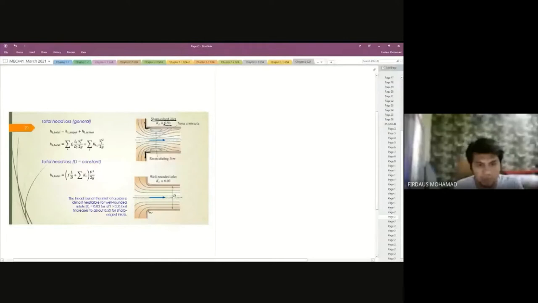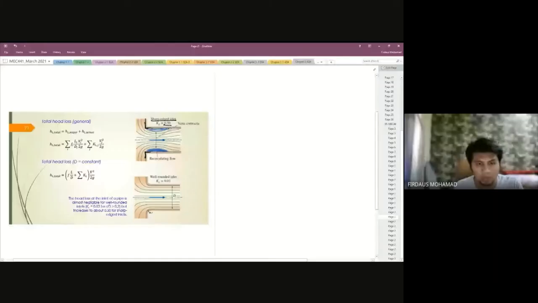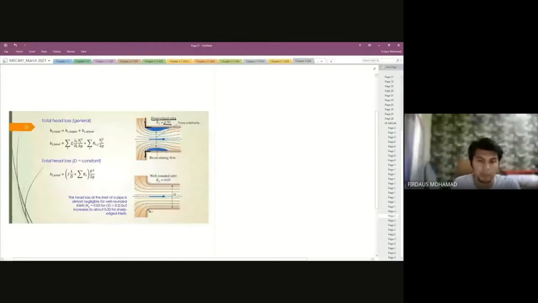This flow separation will definitely induce a pressure drop. This pressure drop will affect the flow rate of the water, so that's why we need to consider the losses. For the sharp edge, as I mentioned, KL is already given. KL equal to 0.5, so we just use KL equal to 0.5. And then how to solve for the sharp edge inlet?